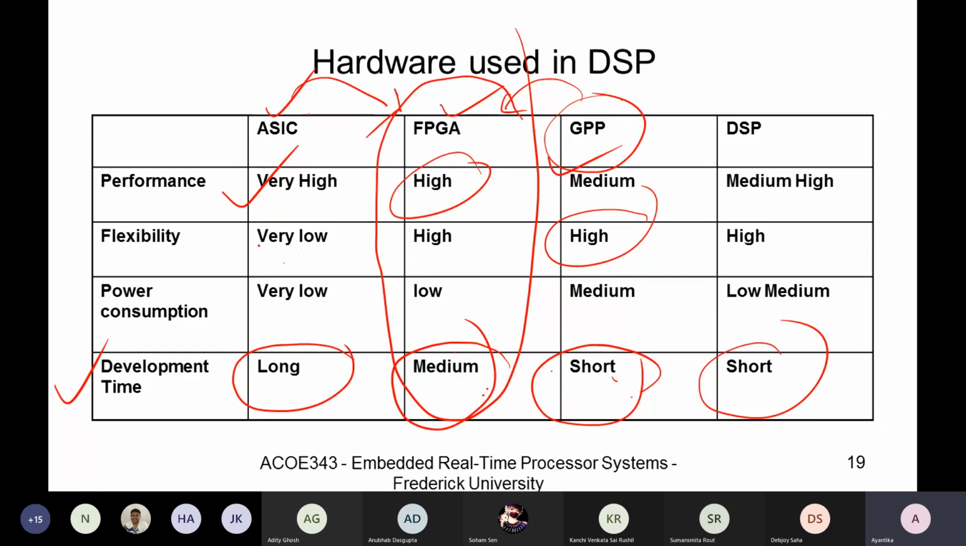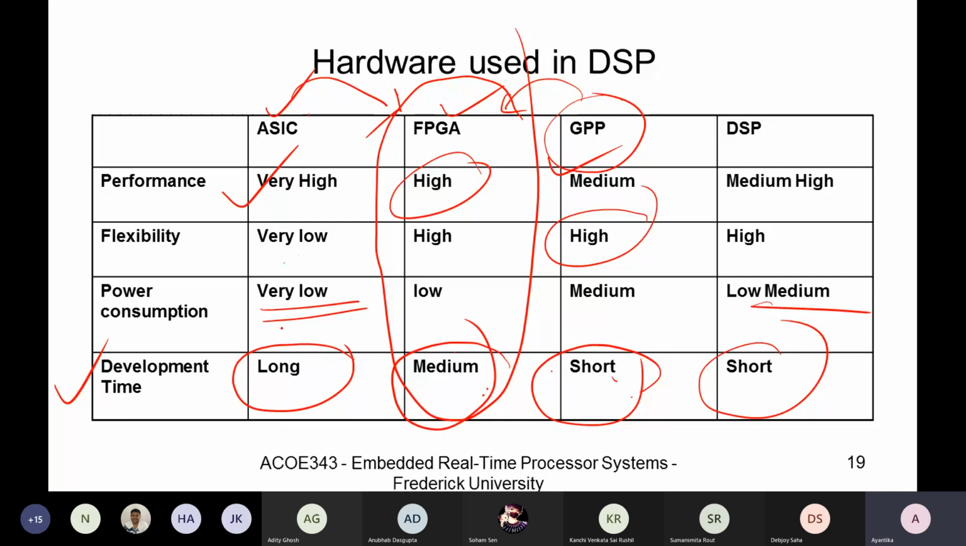Similarly, the flexibility we have talked about. We have talked about performance. Now the power consumption. Now this is a very important part. This is very low, low, medium, and low medium. Okay. So as you understand, since we are talking about a particular application, and we have designed our chip, our IC, that way, of course the power consumption will be very low because we are supporting only one application.